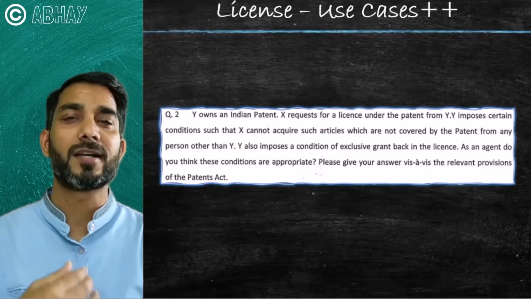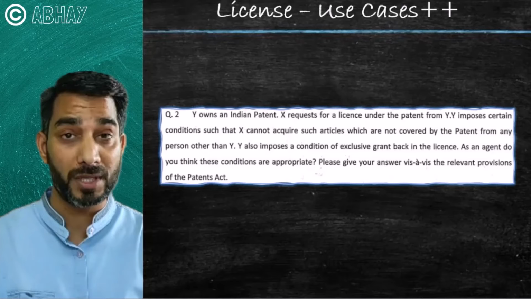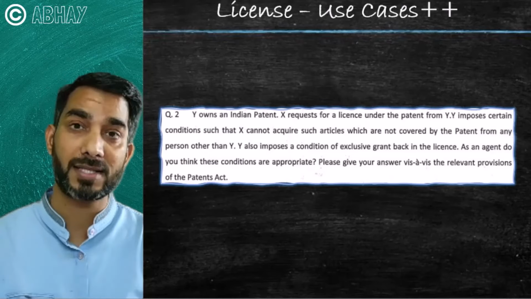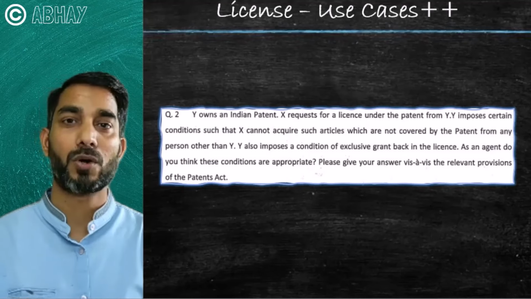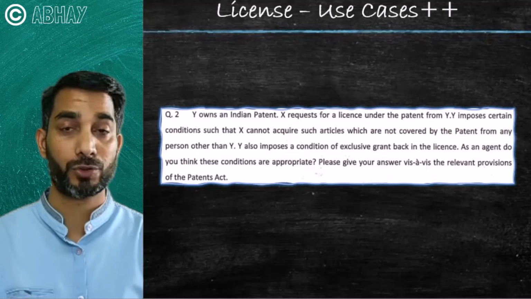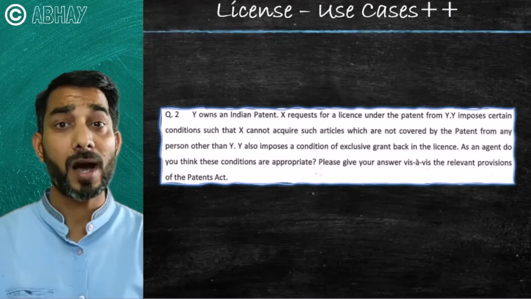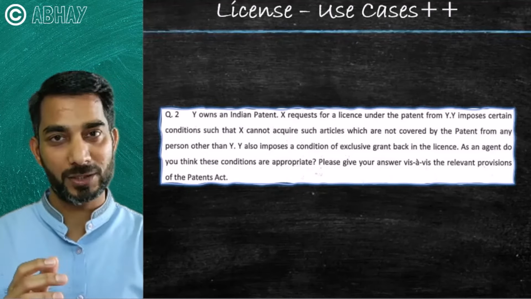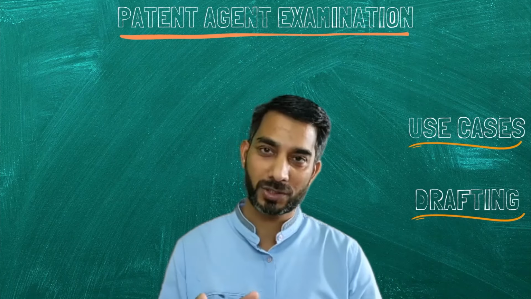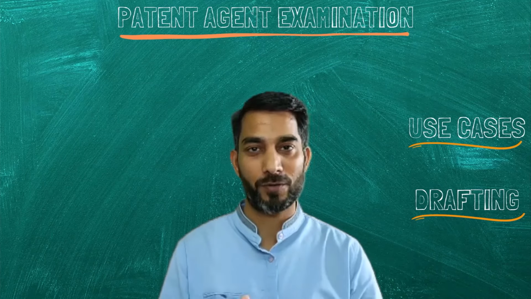Section 140 clearly identifies these two as the conditions which should not be included in any licensing terms. So you could provide your advice to X talking about section 140 and how these are restrictive conditions which should not make part of any license, and what options do you have, how you can negotiate your way out of these license conditions. So with this, we have gone over various use cases regarding licensing provisions of the Patents Act.